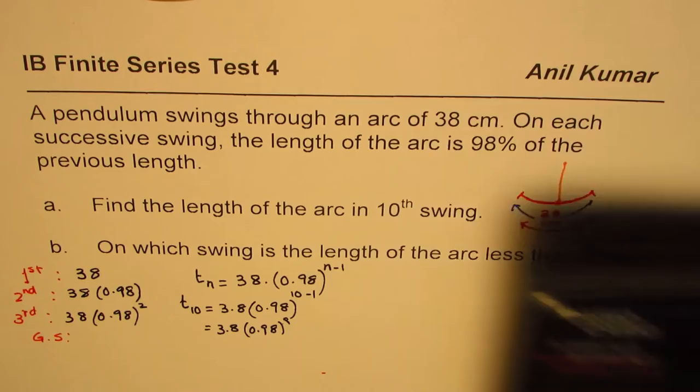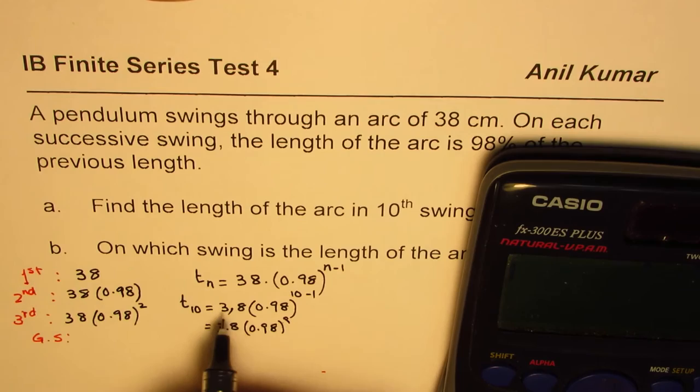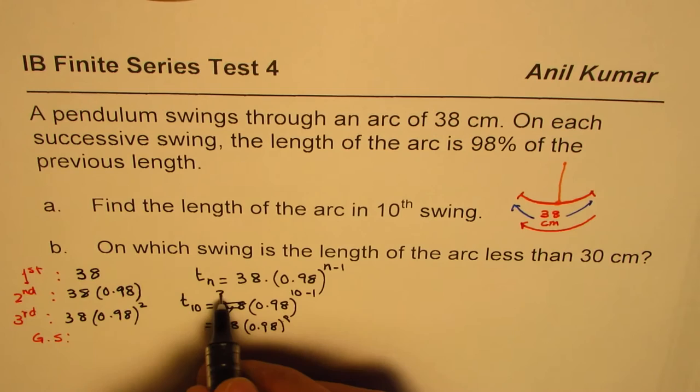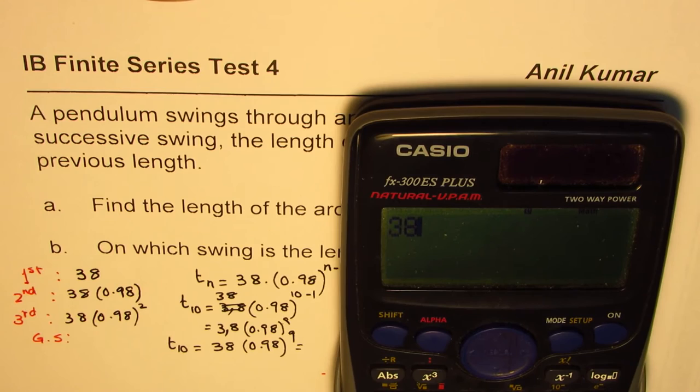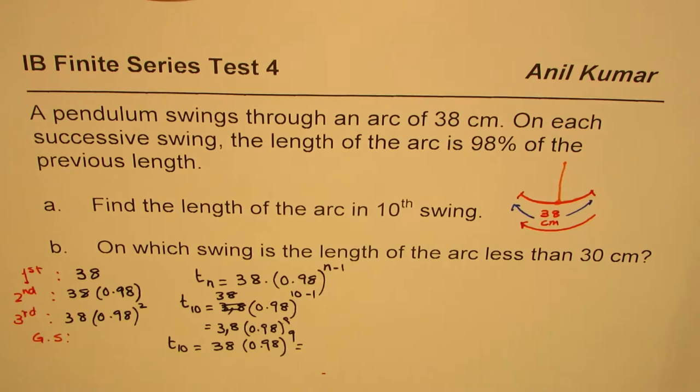So let me rewrite this first. I wrote 3.8, I'm sorry, it is 38. So in the 10th swing, it is 38 times 0.98 to the power of 9. Okay. And let's calculate how much is that. So it is 38 times 0.98 to the power of 9, 10 minus 1, which is 31.68. So we could write approximately it is 31.7 centimeters, correct? So that is going to be the arc length in the 10th swing.